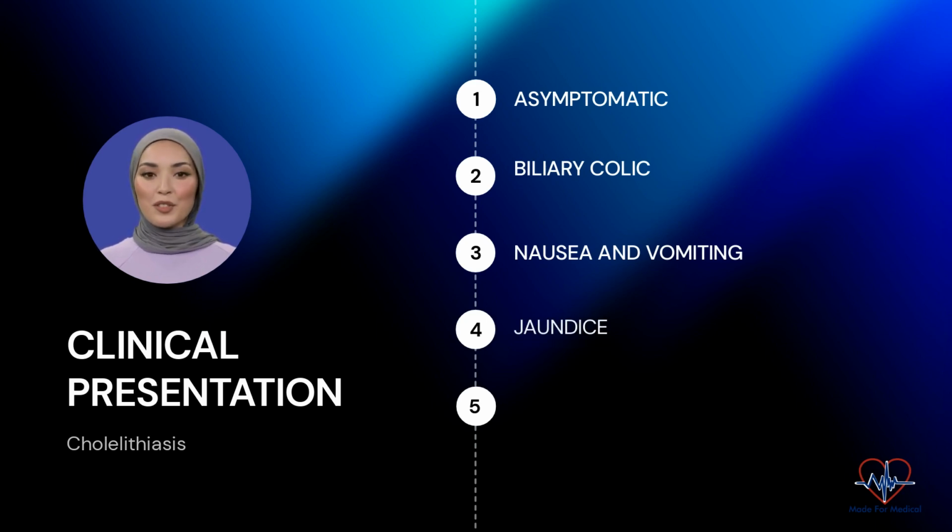Jaundice. Obstruction of the common bile duct by a gallstone can lead to jaundice. This is characterized by yellowing of the skin and sclera, icterus, dark urine, bilirubinuria, and pale-colored stools, acholic stools, due to reduced bilirubin excretion into the intestines.